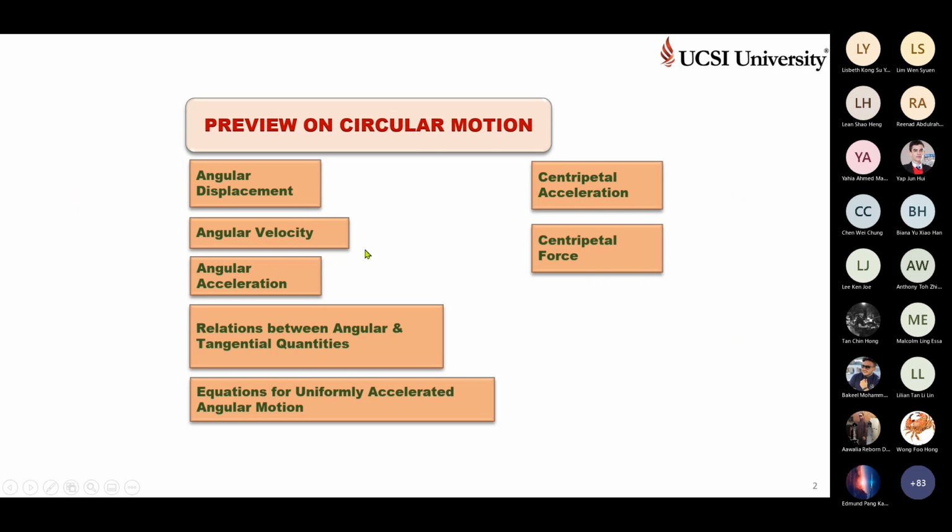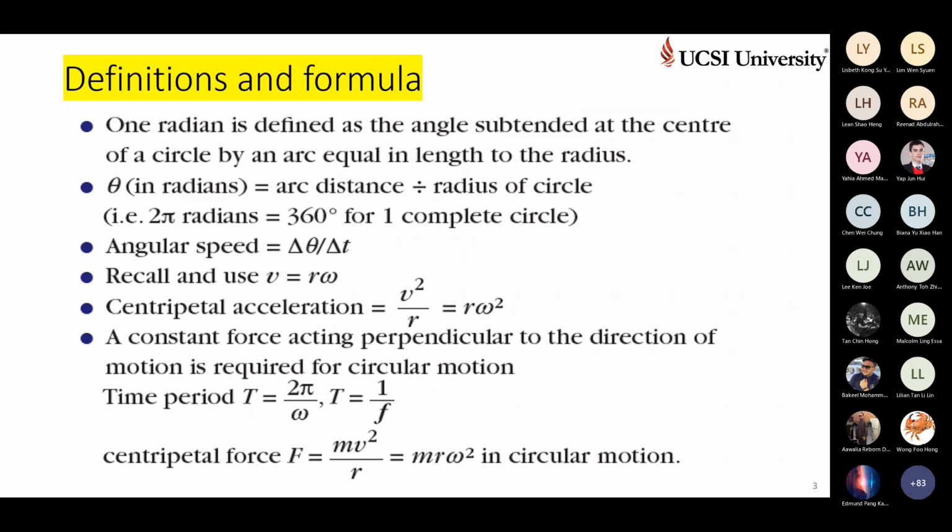Just to review the last class, we covered angular displacement. I hope you all know the equations and the meaning of the equations. Although I provide them in the formula sheet in the assessments, please understand the factors. Angular displacement, angular velocity, angular acceleration, and the relation between angular and translational quantities, right? When you are given V, you can change to omega. When you are given acceleration, you can change to alpha. You have the equations already: equations for uniformly accelerated motion, centripetal acceleration and centripetal force. We covered these in the last 2 weeks, and these are the formulas to review.